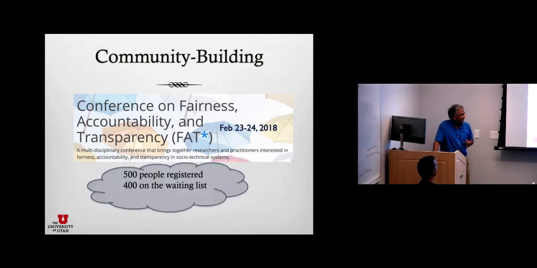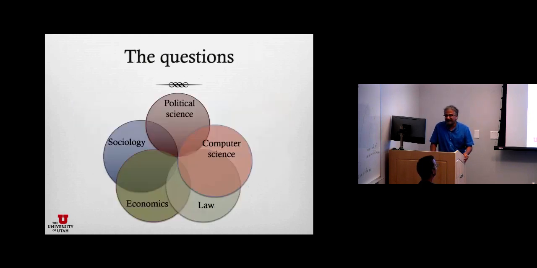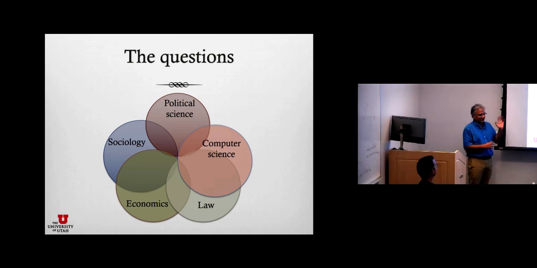We had 500 people at the venue and 400 more on the waiting list because you couldn't fit them all in. And it's an interesting area to be in. It's truly interdisciplinary. These are just some of the areas that intersect people I talk with on a regular basis, from CS, law, economics, sociology, political science, and we'll learn how to understand people's different concerns about these topics.